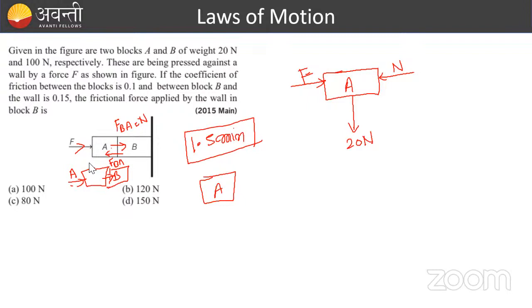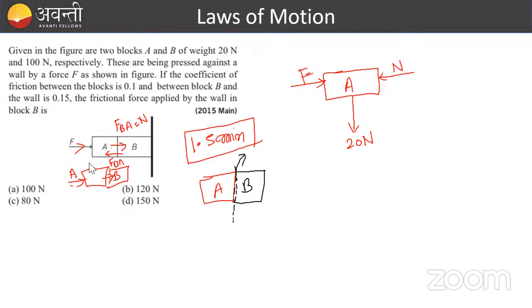ये है surface of A, and on the surface of A, what is happening? B is resting, and there is friction present here. There is friction present. So what will happen? Friction force will come into effect. Now, what will be the direction of the friction force?